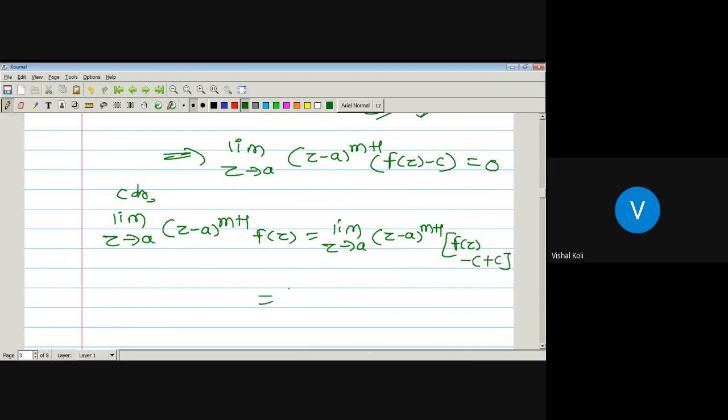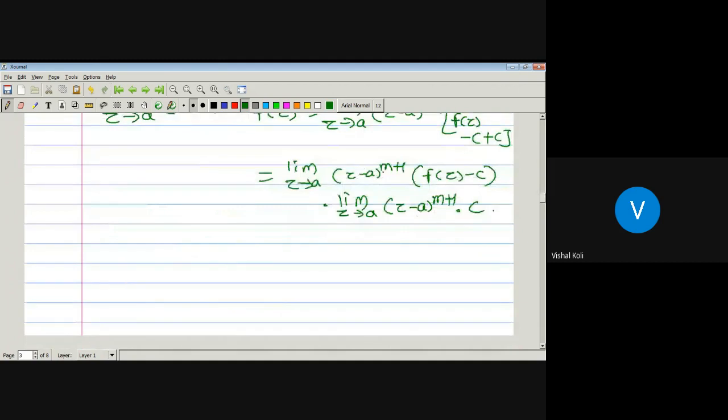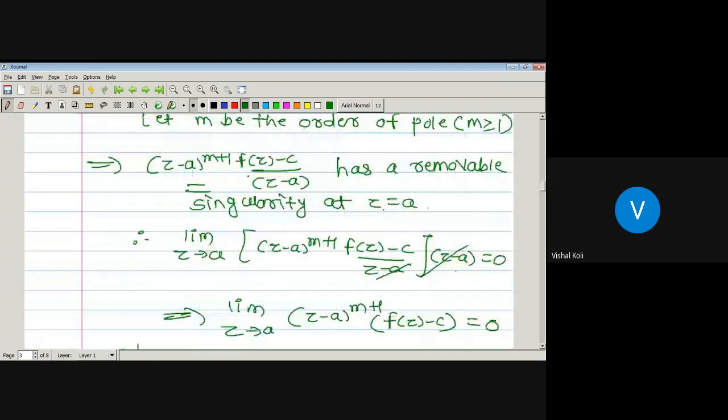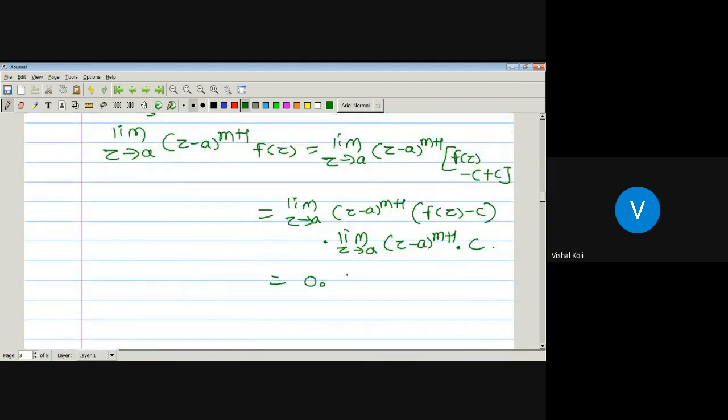Okay, so it can be written as limit z tending towards the point a, (z minus a) to the power m plus 1 into (f of z minus c), plus limit z tending towards the point a, (z minus a) to the power m plus 1 into a complex number c. Now we know that limit z tending to a, (z minus a) to the power m plus 1 into (f of z minus c) is nothing but 0, that is from this star, which is 0 into limit z tending towards the point a, (z minus a) to the power m plus 1 into c.